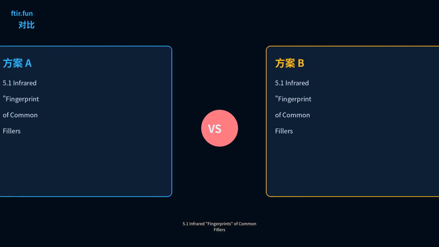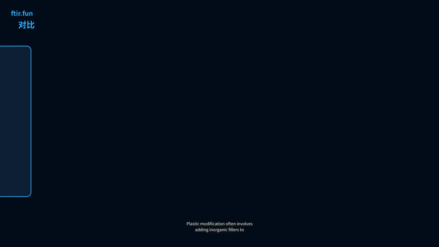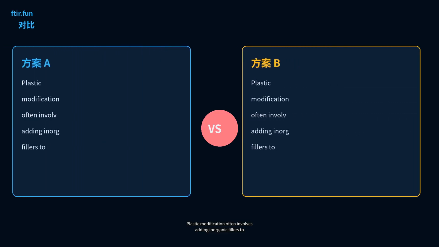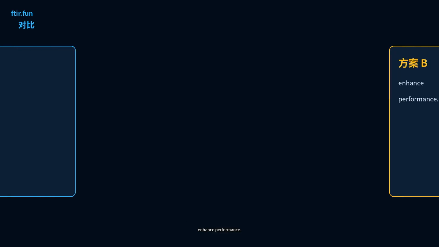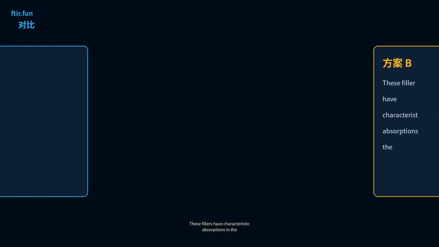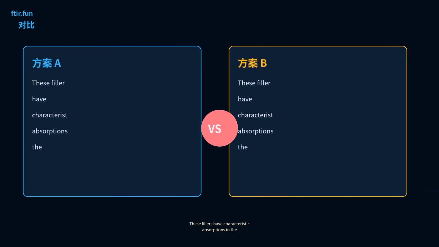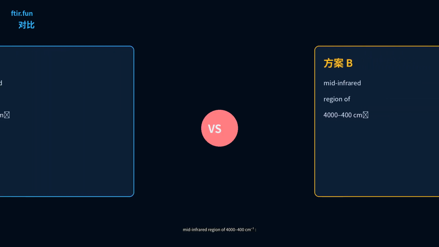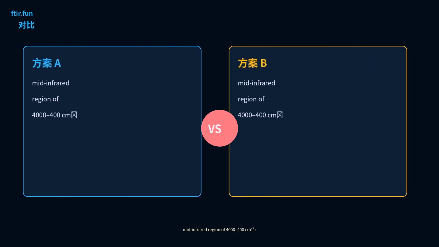Next, infrared characteristics of fillers. 5.1 Infrared fingerprints of common fillers. Plastic modification often involves adding inorganic fillers to enhance performance. These fillers have characteristic absorptions in the mid-infrared region of 4,000 to 400 cm⁻¹.